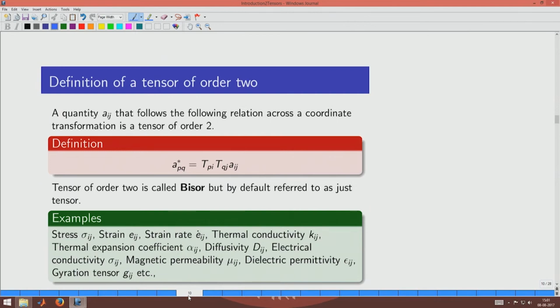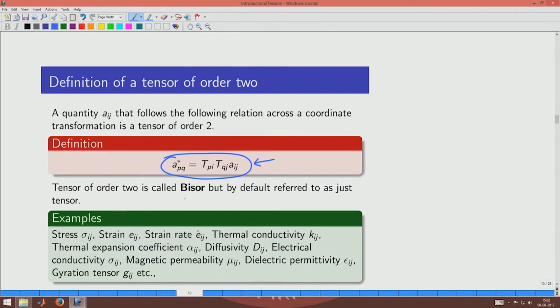Technically, the definition of a tensor of order 2 is given here. Any bunch of 9 numbers, A_ij, which transform using this rule whenever the coordinate system is transformed using a transformation matrix T, can be called elements of a tensor of order 2. You can see that the transformation matrix comes twice. The reason is that there are two directions involved in defining the quantity A, which is a tensor of order 2.